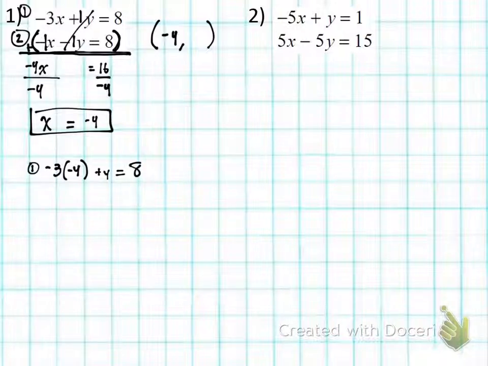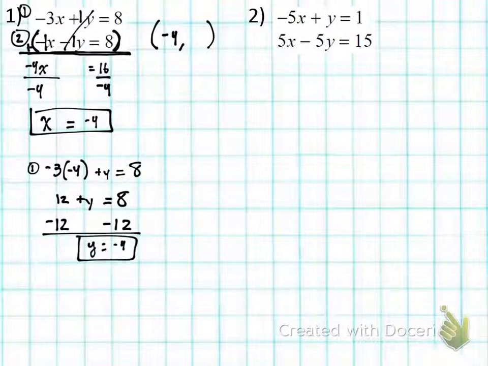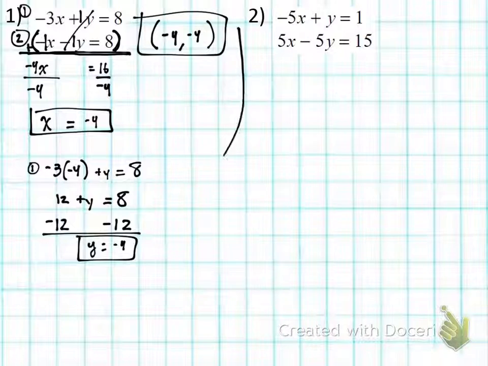Okay? Then I start simplifying. Negative 3 times negative 4 is positive 12. And we have an 8 here. We're going to subtract 12 on both sides. So y is equal to negative 4. I'm going to take this as my answer and put it back up here. And that's it. Our ordered pair where the lines cross is at negative 4, negative 4. Does that make sense? Okay.